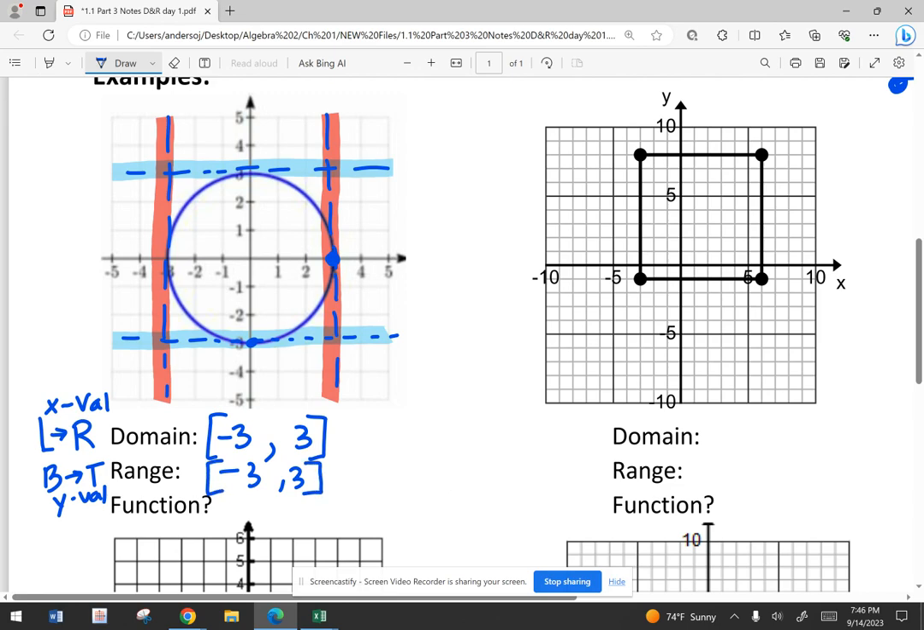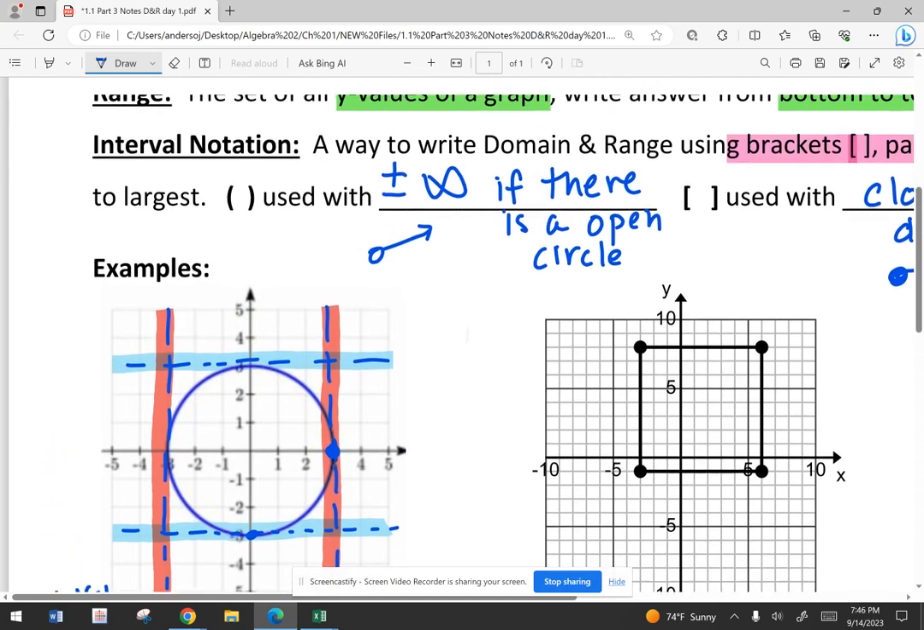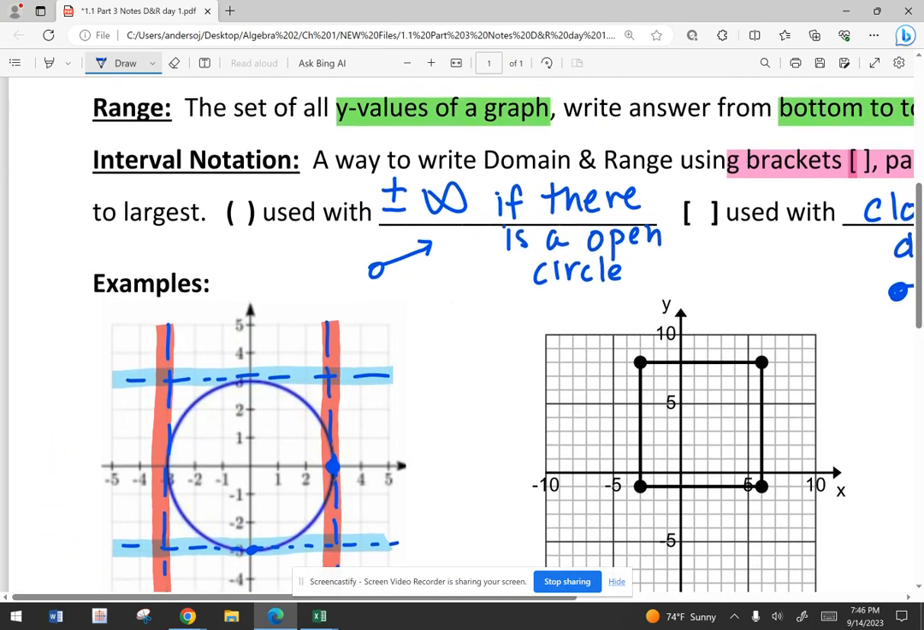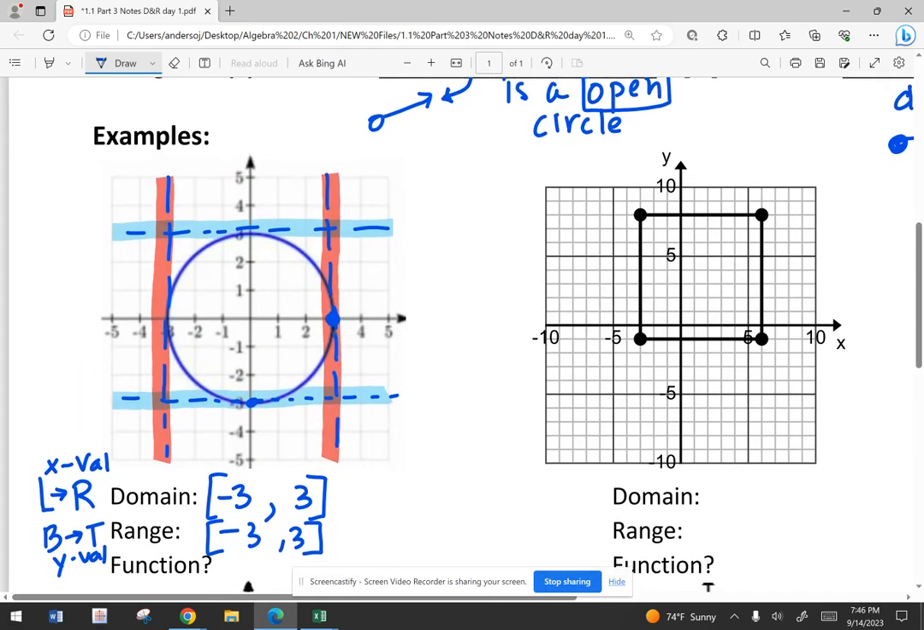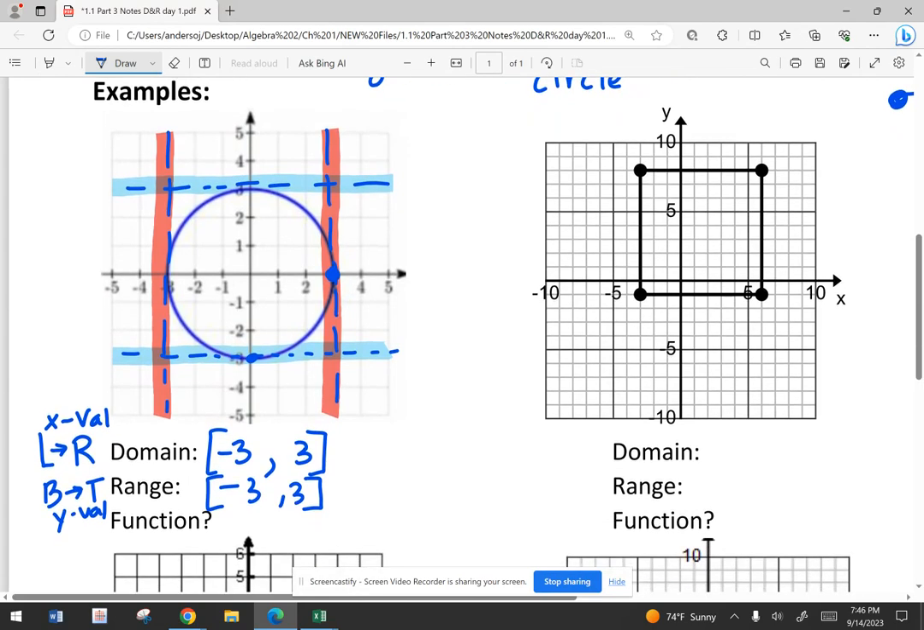You'll know when you're going to use a set of parentheses. Again, you're going to see an arrow. If you hit an arrow, you know it's going to infinity. Therefore, you see a set of parentheses. If there's an open circle, you would use a set of parentheses. If there's not either one of those, then it's going to be a bracket. Now, we'll ask ourselves, is this a function? No, this is not a function. If I draw that line there, that's a vertical line passing through the graph. It's going to hit that graph more than one time.